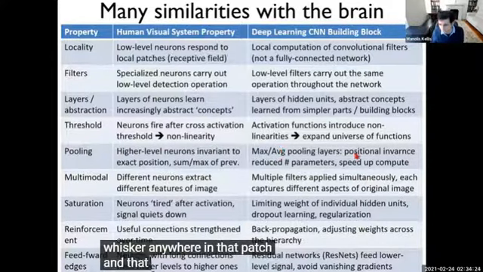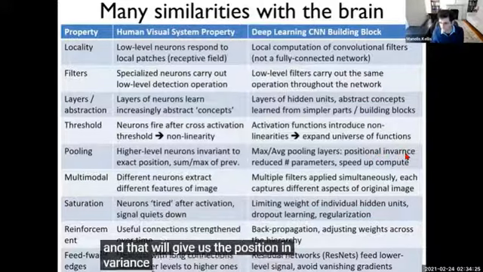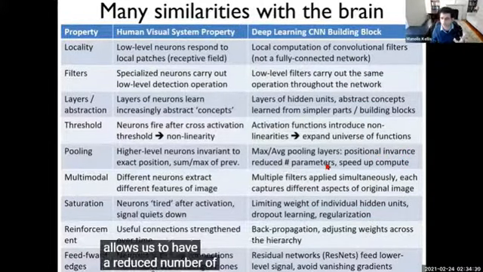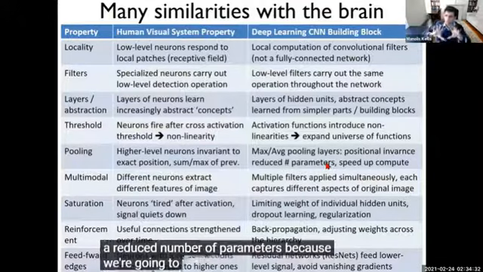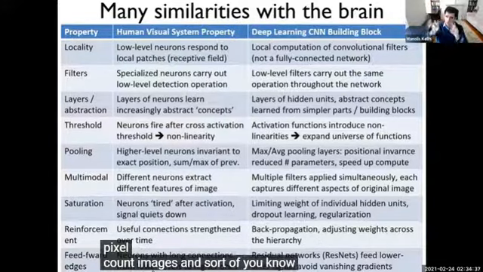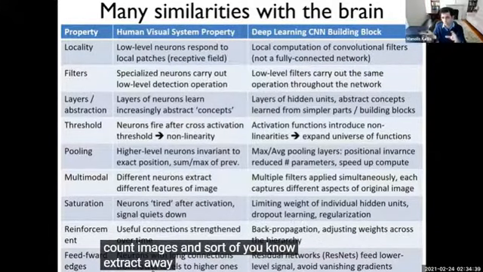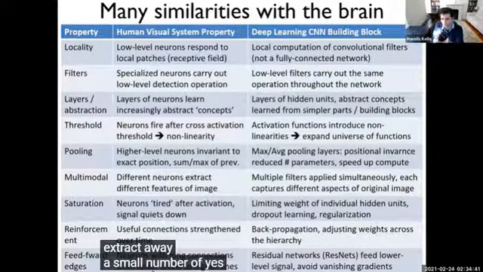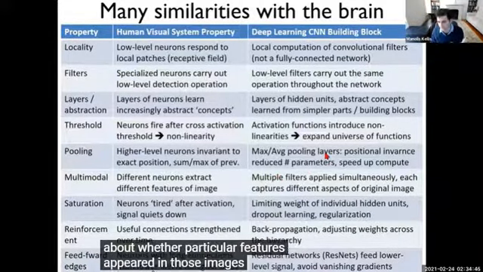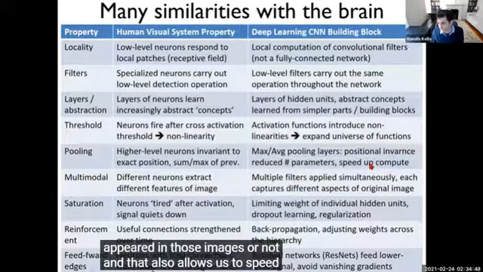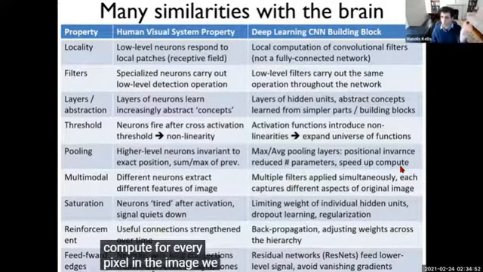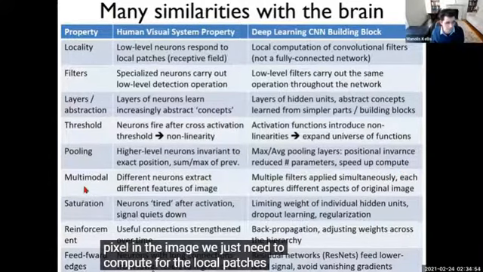And that will give us the positional invariance, which is very important, but it also allows us to have a reduced number of parameters, because we're going to take these very, very high pixel count images and extract away a small number of yes/no questions about whether particular features appeared in those images or not. And that also allows us to speed up the computation, because we don't have to compute for every pixel in the image. We just need to compute for the local patches.